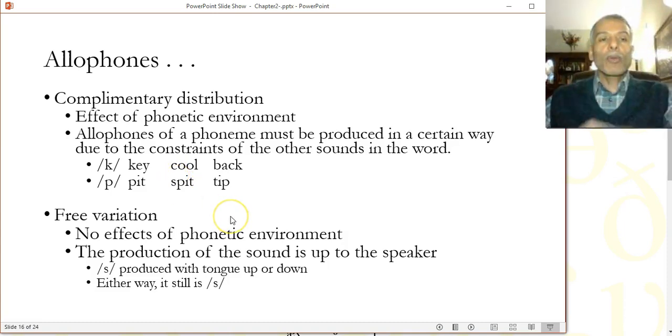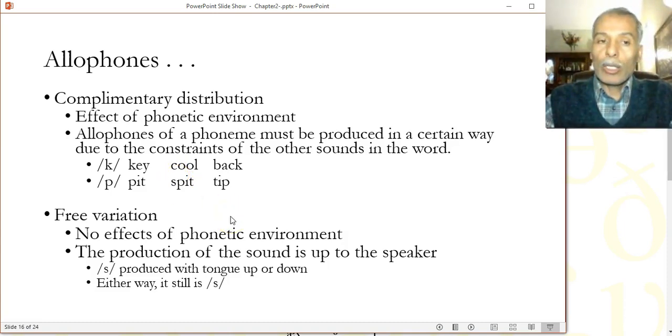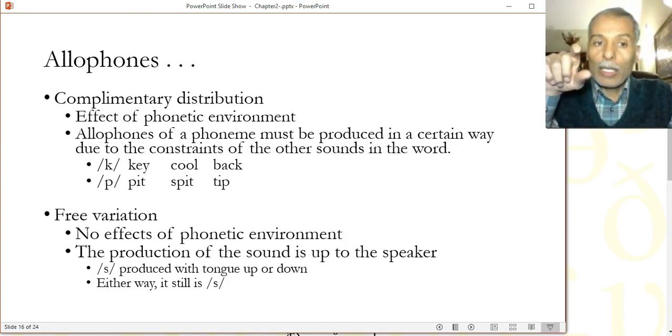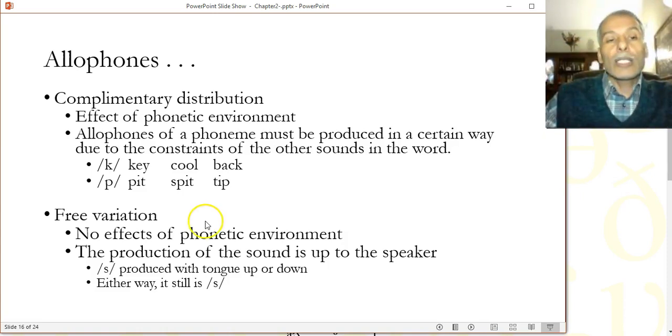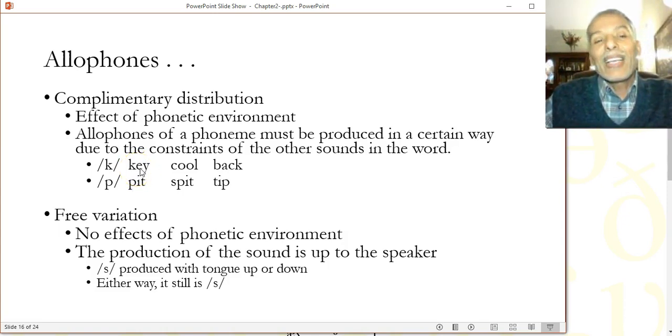The concept of complementary distribution refers to the effect of the phonetic environment or phonetic context on how you say a sound. So the K phoneme, as I mentioned, if you put it before E, that phoneme will be retracted like the E. Your lips will be retracted back. If you put it before U, that phoneme, K, is going to be rounded just like the U.